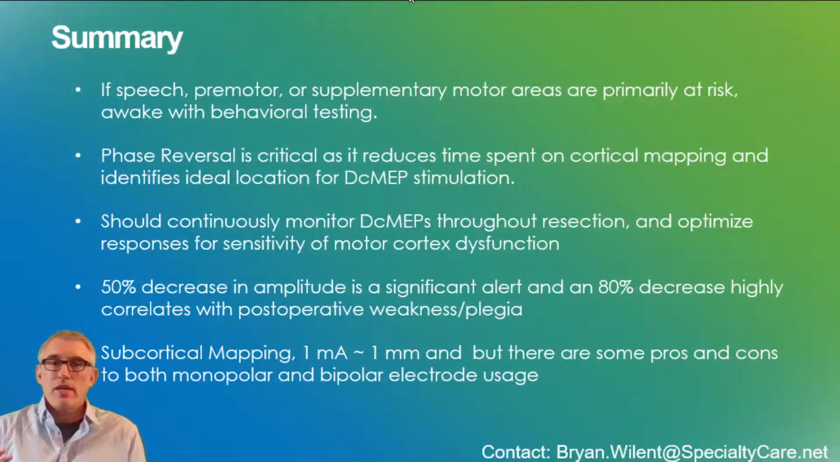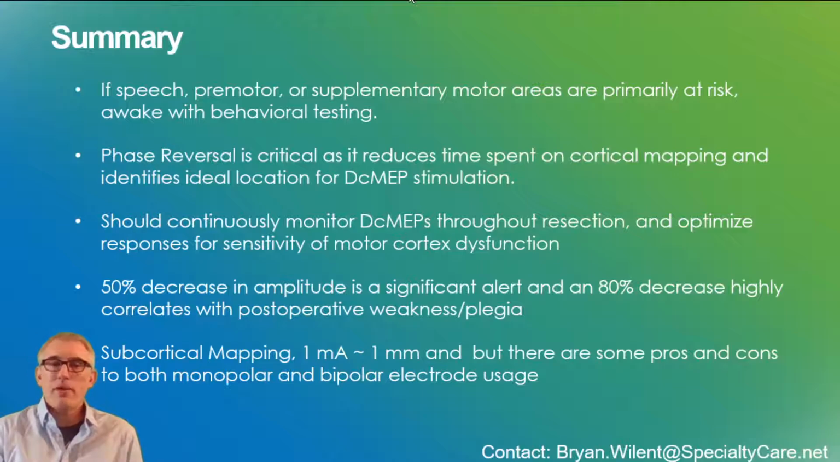So in summary, if speech, premotor, or supplementary motor areas are primarily at risk, awake with behavioral testing is the way to go. Phase reversal is critical as it reduces the amount of time needed on cortical motor mapping, and it also identifies the ideal location for direct cortical motor evoked potential stimulation. You should ideally continuously monitor DC-MEPs through the resection and optimize responses for sensitivity to motor cortex dysfunction. If there's a 50% decrease in amplitude, that is a significant alert, and paresis is very possible. And if there's an 80% decrease, that highly correlates with postoperative weakness or potential plegia.